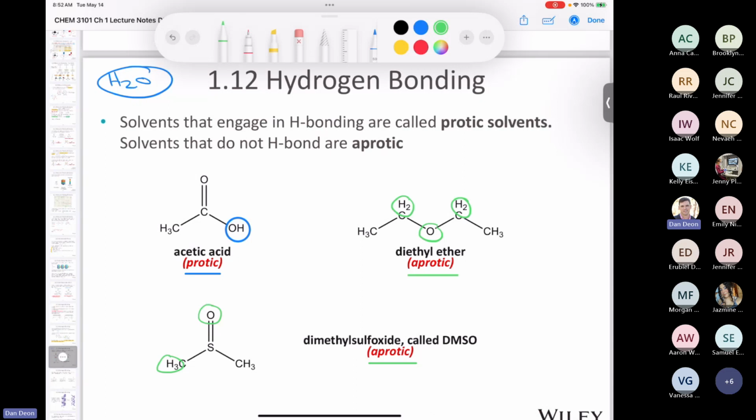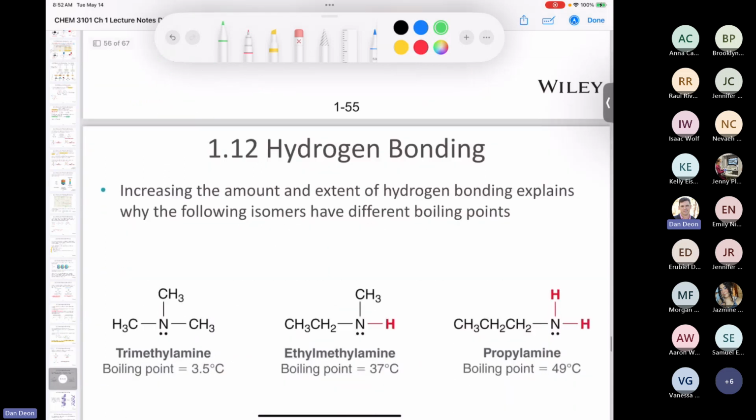So if you're wondering, why do I need to know this? It's more for later on that sometimes I'll say, okay, well, you would want to dissolve this in a protic solvent. So you'd find a solvent that can participate in hydrogen bonding. And then other times I'll say, well, this reaction works better in an aprotic solvent. So you choose one that can't participate in hydrogen bonding. That's all there is to that.